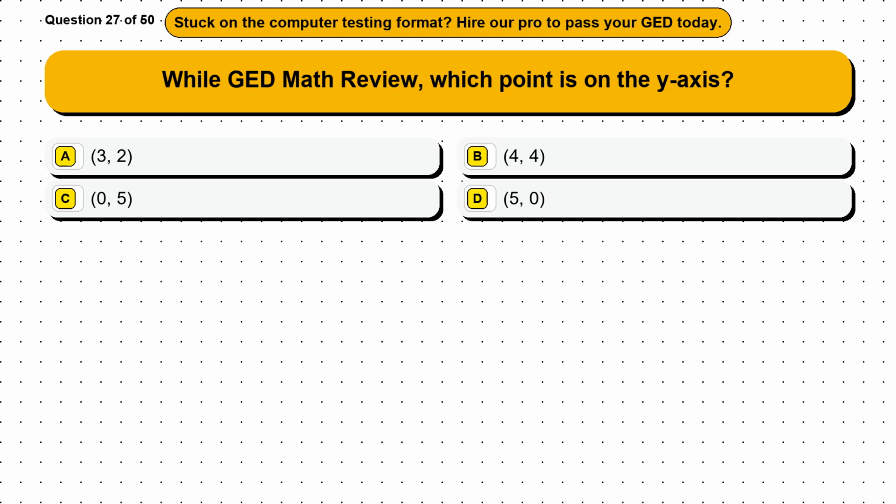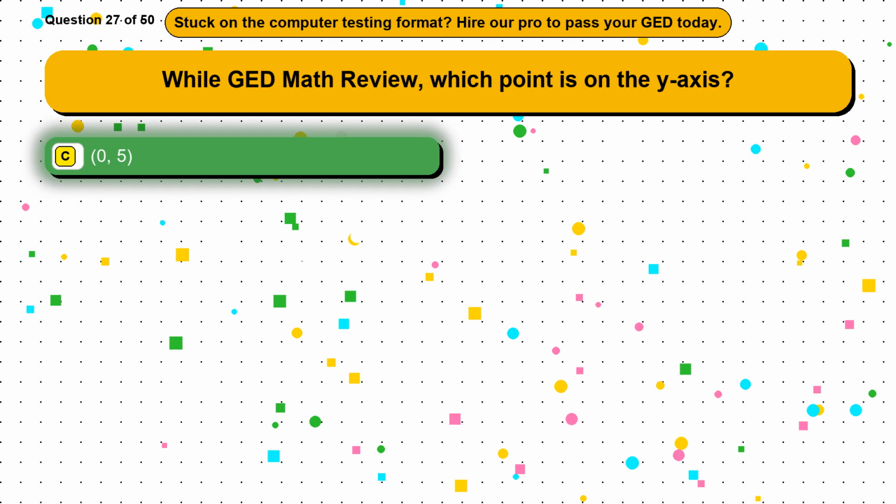Question 27. While GED Math review, which point is on the y-axis? Option A, 3, 2. Option B, 4, 4. Option C, 0, 5. Option D, 5, 0. The correct answer is option C.